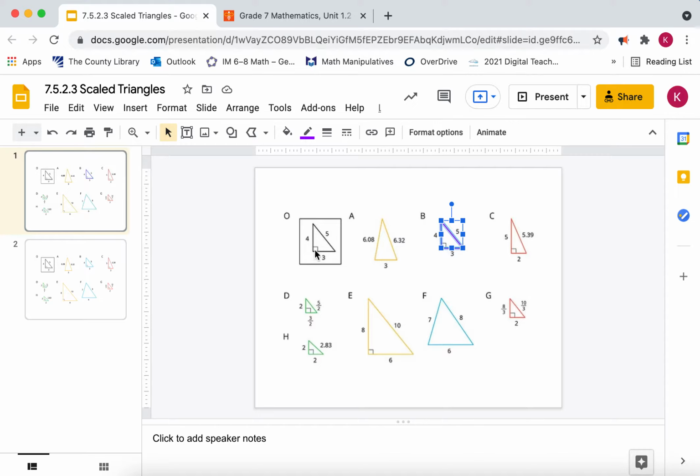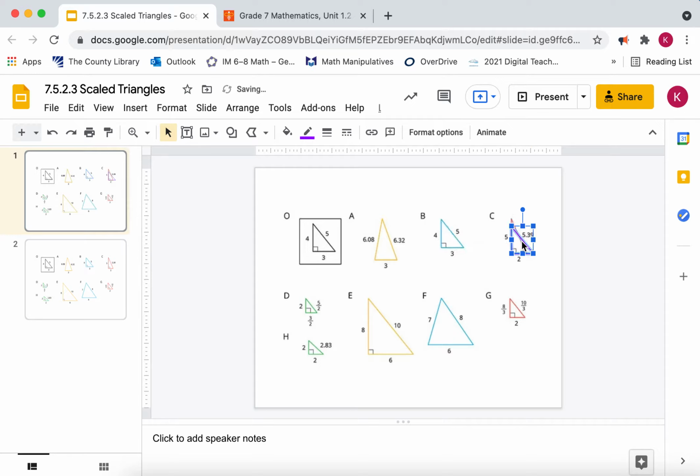I noticed that this triangle also has a right angle. So if I'm looking at these other triangles that don't have right angles, it can't be a scaled copy, because there's no way that was just made larger or smaller. It wouldn't have tweaked the angles like that. So I'm going to look just at these right angle or right triangles.